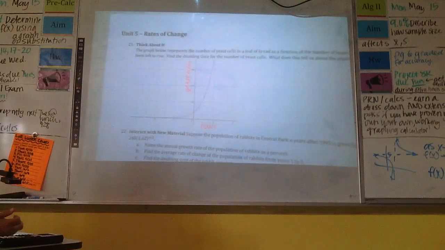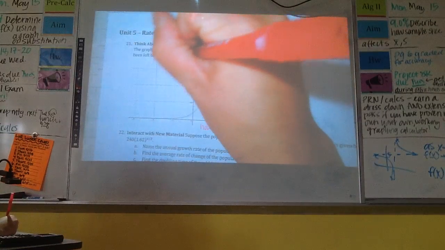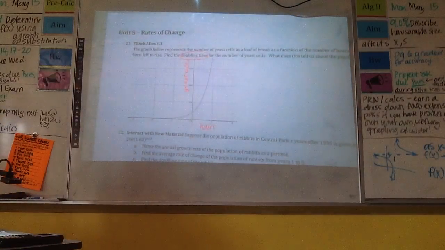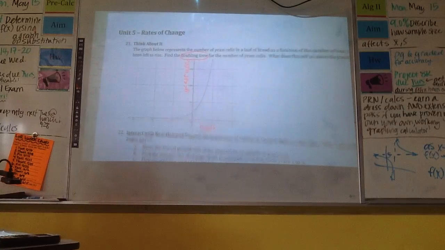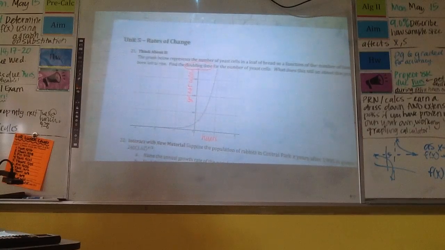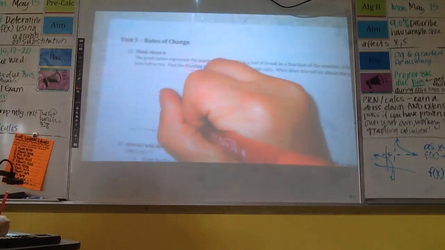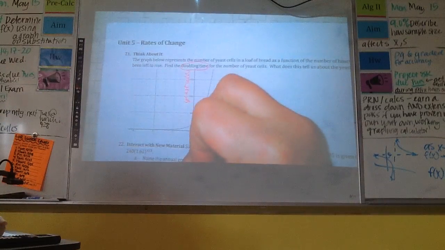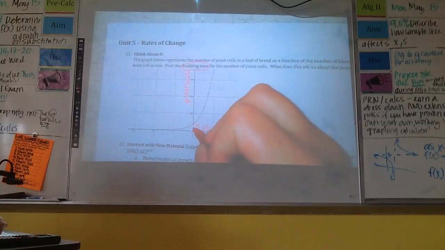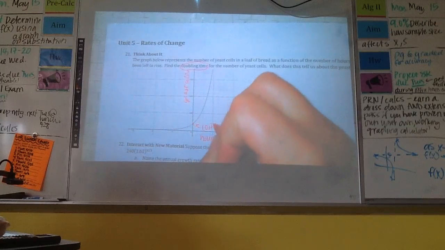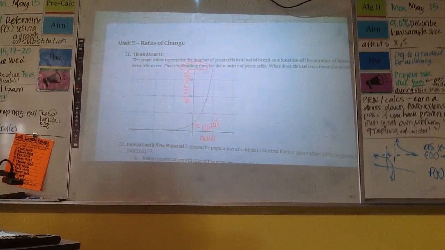Doubling time is exactly what it sounds like. It's the amount of time it takes for y values to double. Okay, what does this tell us about the yeast? So let's take a look at our graph. Initially, I can see that there were 10, 20, 30, 40, 50. Okay, good, my scale is 10. Initially, there were 20 yeast cells.